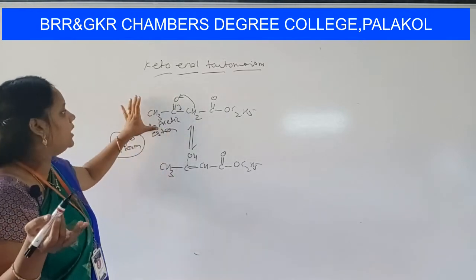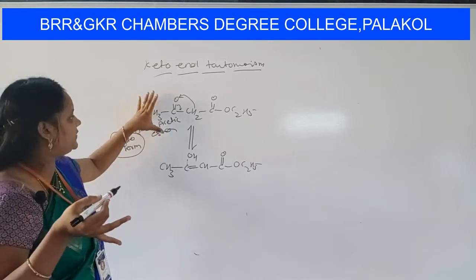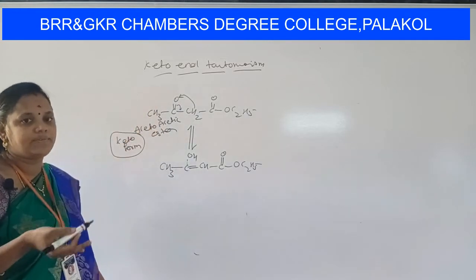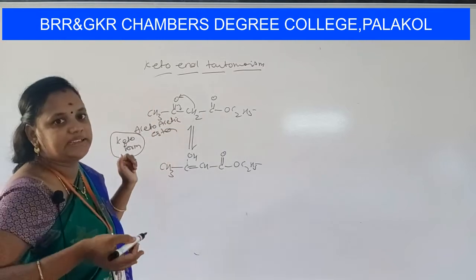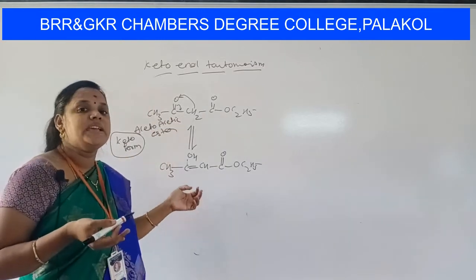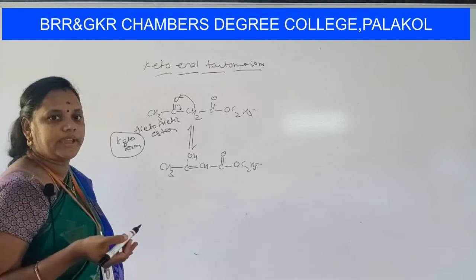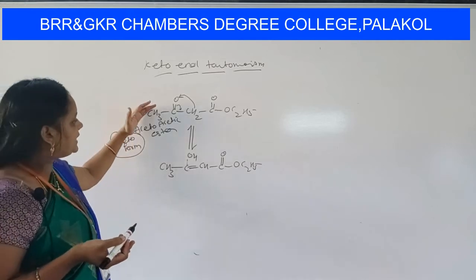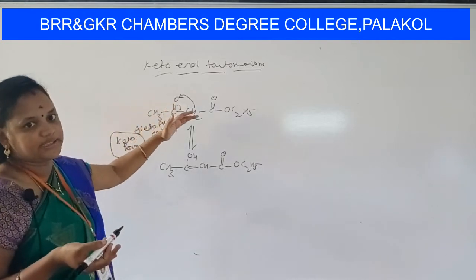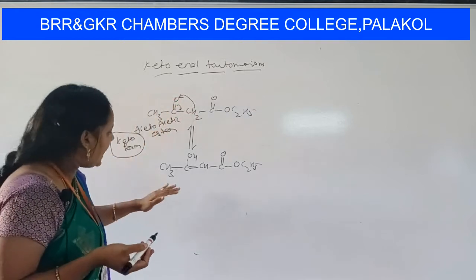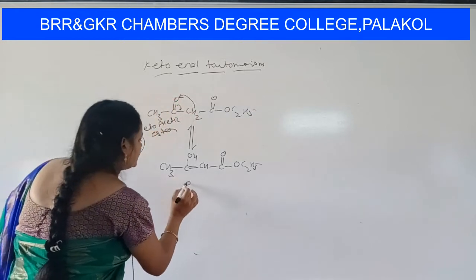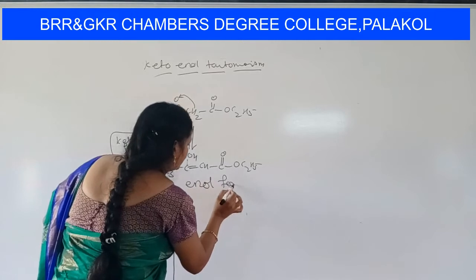So we write all equations with the keto form only. In the interconversion, this is formed 93%, whereas this is formed only 7%. Okay? So this is the keto form of ethyl acetoacetate or acetoacetic ester, and this is the enol form. This is called the enol form, students.